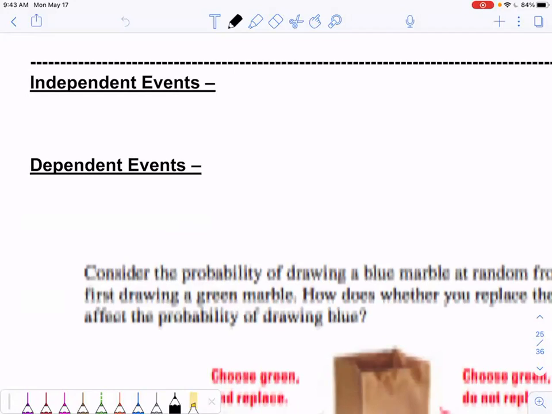Again, we're talking about two events now. So finding the probability that I'm flipping a coin and getting a heads on the coin, and the probability that I'm rolling a die and getting a 1 on the die. So two events. So independent events, make sure my pen's turned on here.